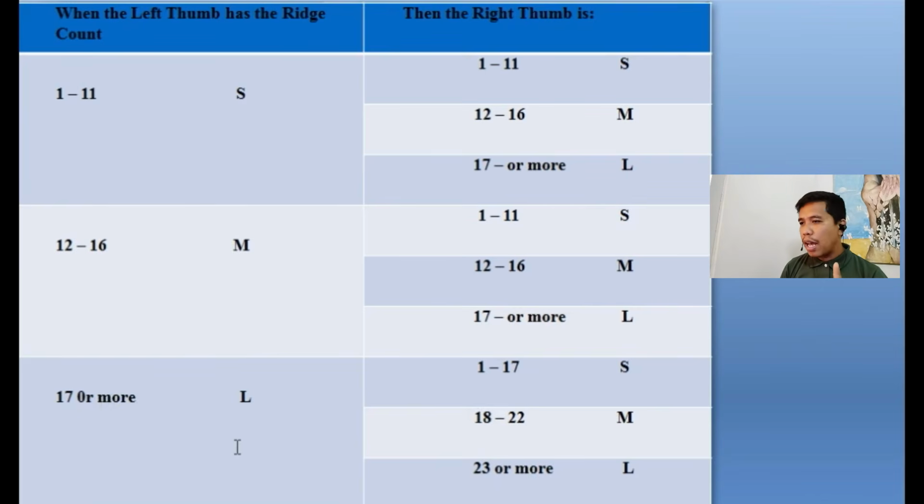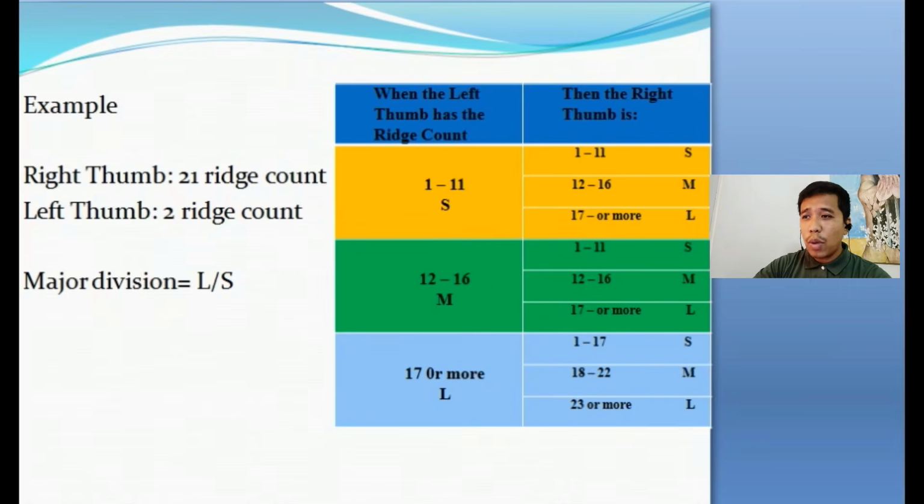Again, take note, cadets, in the interpretation of the major division, always start with the left thumb. Now, for us to understand, look at the example on your screen. The right thumb is 21 ridge count. The left thumb is only 2 ridge count. As I said a while ago, you start with the left thumb. So in this case, 2 ridge counts for the left thumb is small.